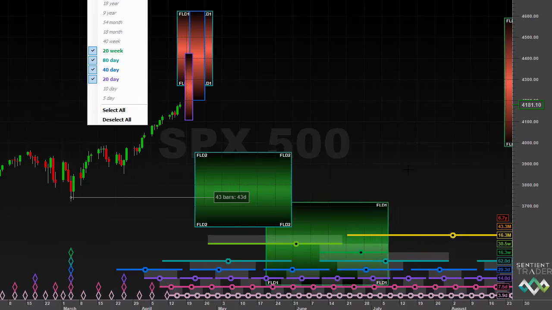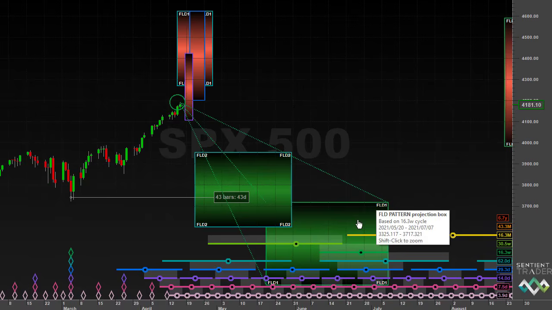Here is the 20-week cycle pattern projection box. And here you can see we are projecting downwards to the position where we are expecting the next 20-week cycle trough, which will of course be synchronous with the 18-month cycle trough I have been speaking about, which is expected around about the middle of this year.